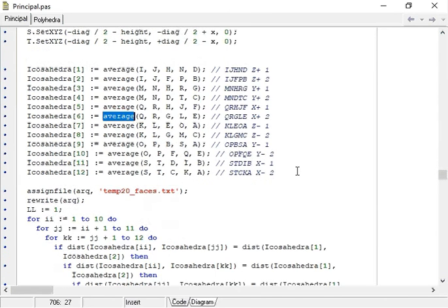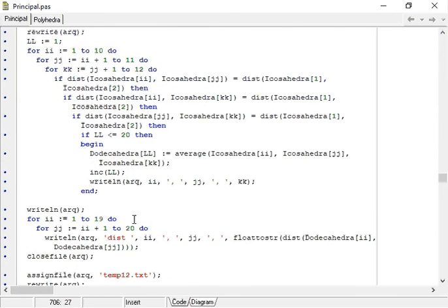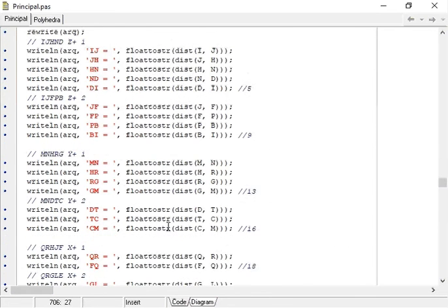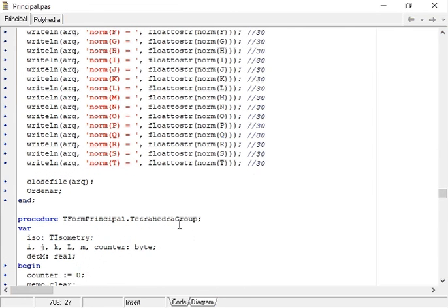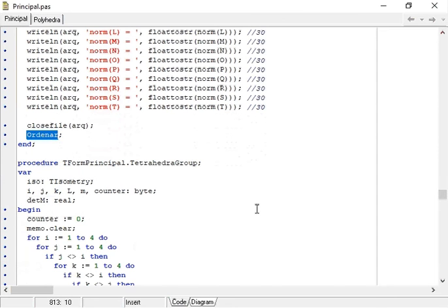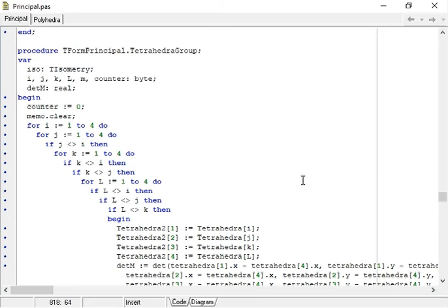The average of the faces are explained. The verifications are explained. It is ordered. And now the tetrahedra group. What is the tetrahedra group? Don't worry.